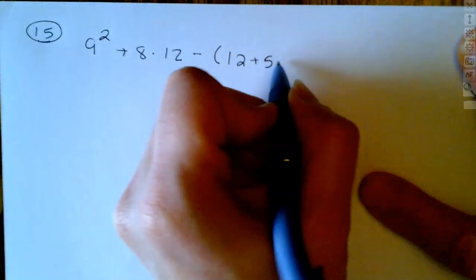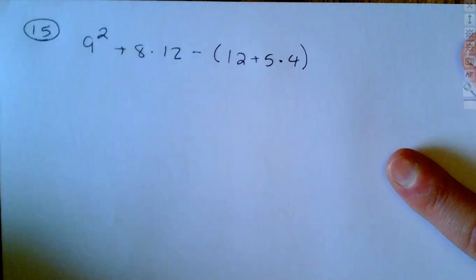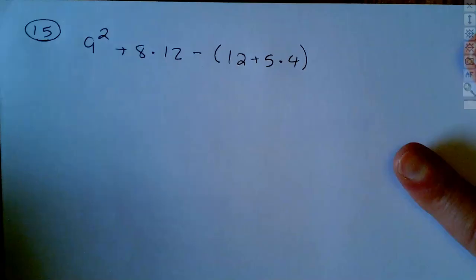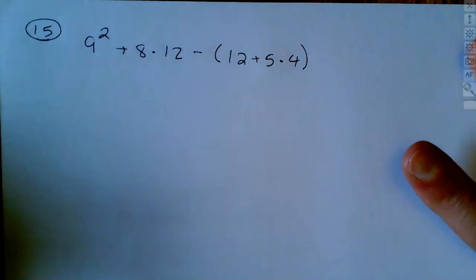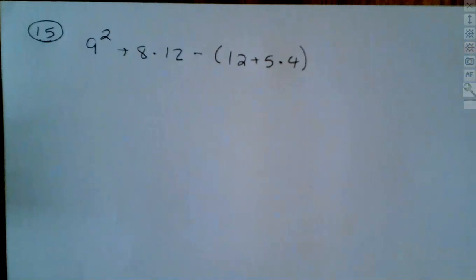We've got 9 squared plus 8 times 12 minus 12 plus 5 times 4. Careful with those little multiplication dots there. Order of operations. Well, we can approach this in a couple of different ways. You can do it in individualized steps, or you can do multiple steps at once.